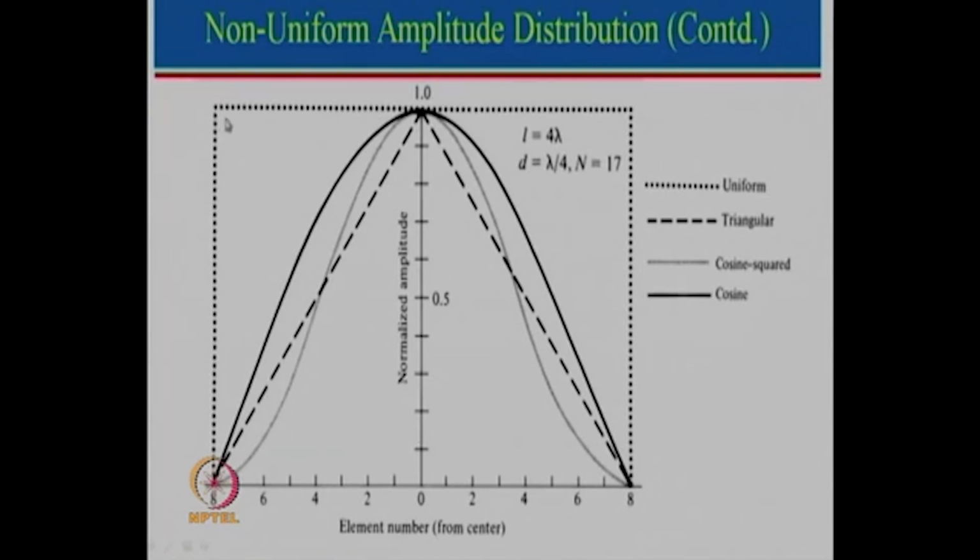So, we again as before have uniform over here. If we have a cosine distribution, that will be the cosine distribution. A triangular distribution is given by dotted here, and this is a cosine square distribution. If you actually see, the cosine square distribution kind of resembles the binomial distribution. So, that is why this cosine square gives us the lower side lobe level compared to the uniform one.